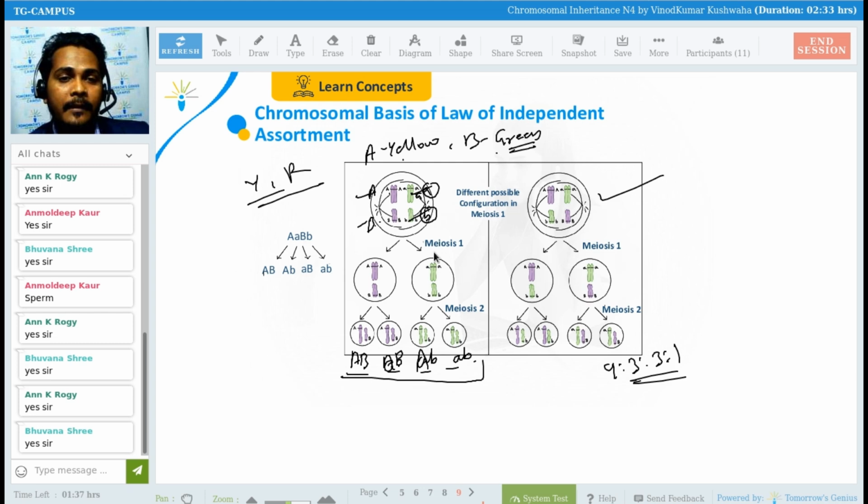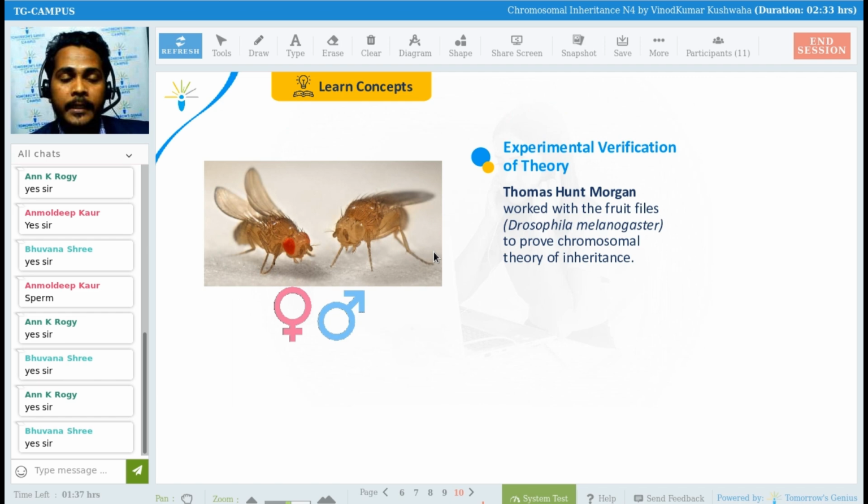So this is how it is going to be independent. This explains the law of independent assortment, how they are independently assorted, right? So these two laws very nicely explain that chromosomes are responsible for the law of segregation and the law of independent assortment, right? Yes, is this clear? So this is a theory proposed by Sutton and Boveri, right? Is this clear?